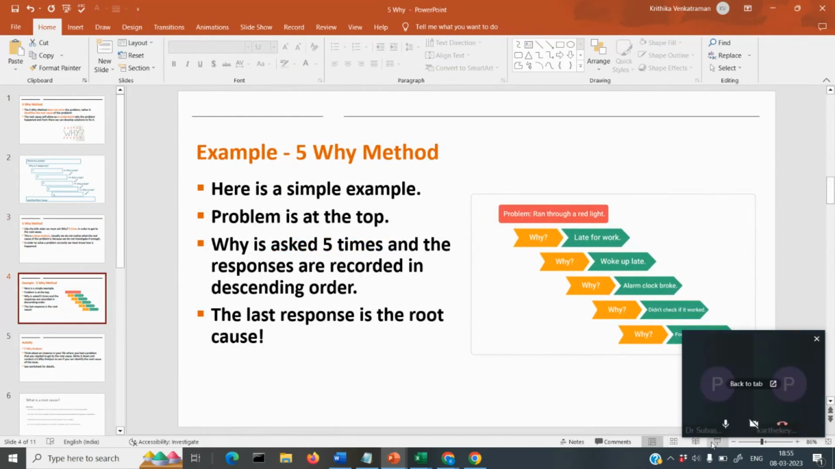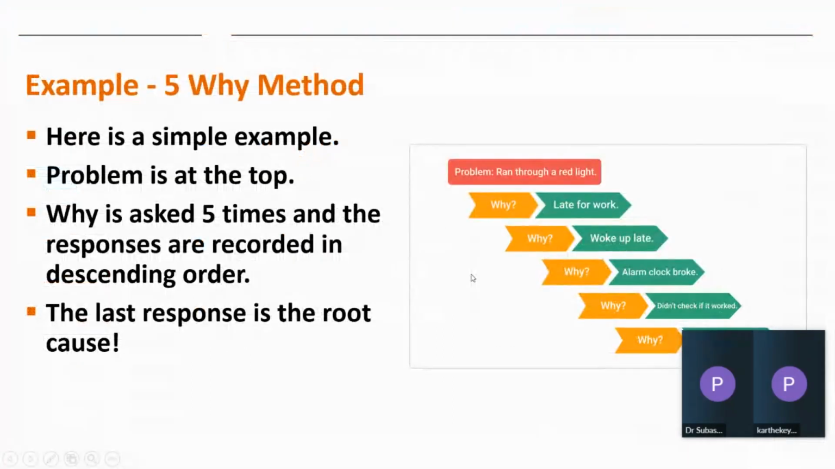Suppose I have a problem. The problem is that I ran through the red light, which means I have committed a traffic violation. That got me into trouble because I had to pay a fine and all of that. So now I am thinking, why did I get into this problem? The first thing that might come to my mind is I was late for work.